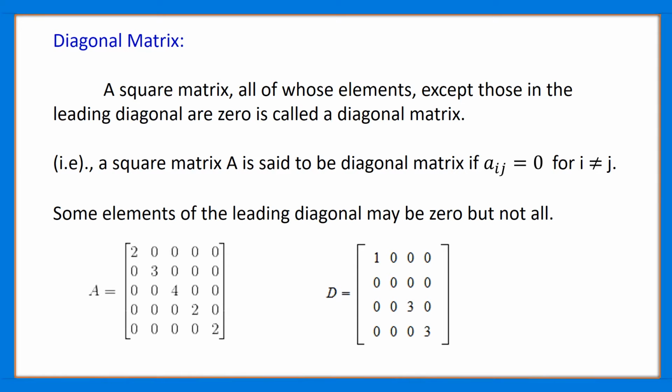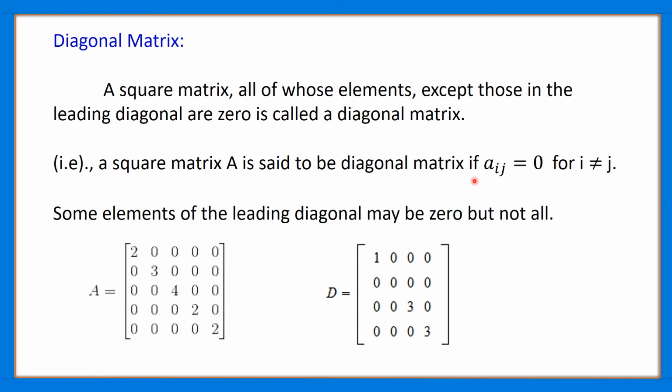We call such a matrix a diagonal matrix, that is, a square matrix in which all elements except those in the leading diagonal are 0 is called a diagonal matrix. In other words, a diagonal matrix can also be defined as: a square matrix A is said to be a diagonal matrix if Aij is equal to 0 for i not equal to j.